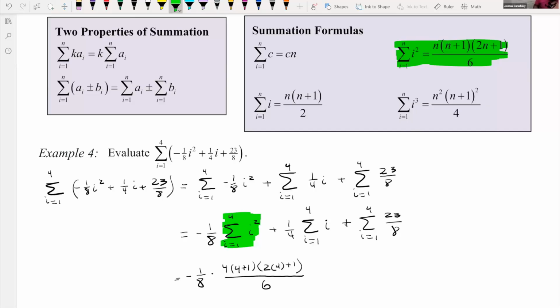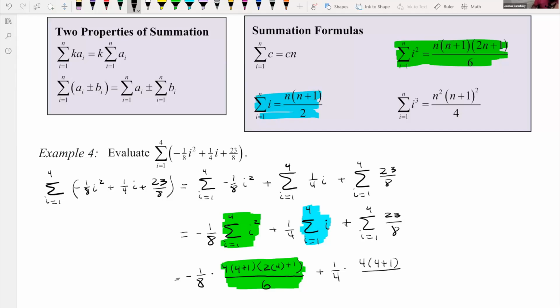So we replaced our summation of the i squareds, i equaling 1 going all the way to 4, with this in green. That is a summation formula. And then from there, we're going to switch over to this formula here in blue. We're going to use the sum of the i's is going to be this formula here, where n is equal to 4 again. So we're going to get 1/4 times, we're going to have 4 times 4 plus 1 all over 2.